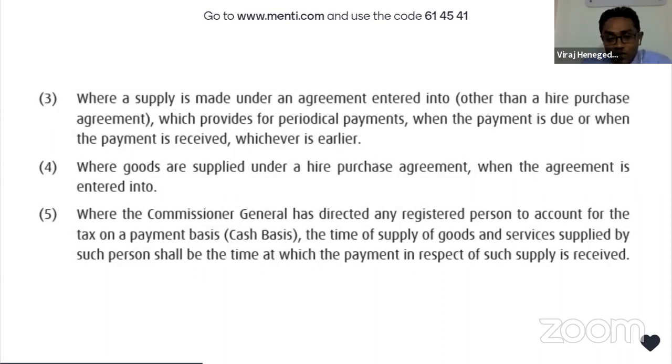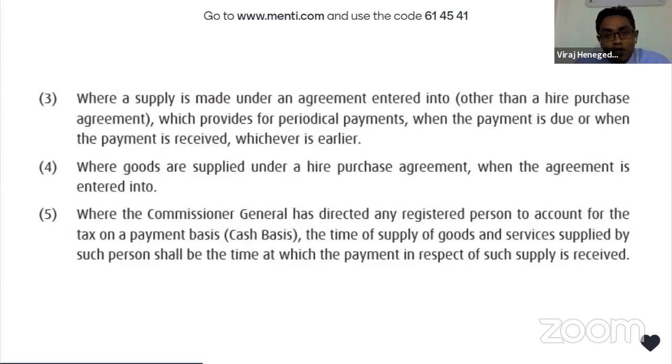And where the Commissioner General has directed any registered person to account for the tax on a payment basis, on a payment basis means cash basis, the time of supply of goods and services supplied by such person shall be the time at which the payment in respect of such supply is received. So this is another concept where you need to learn cash basis.